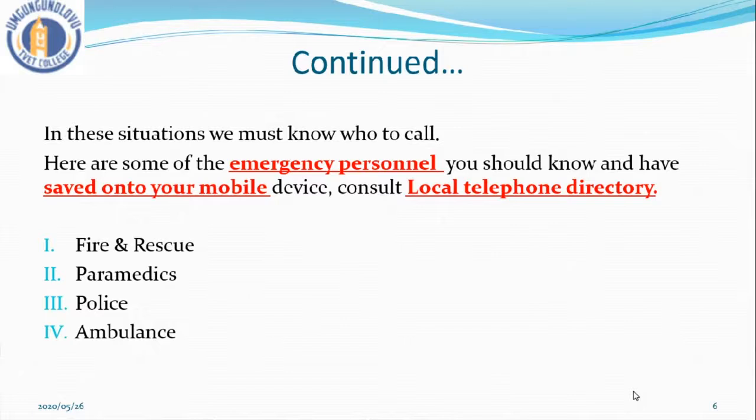In these situations, we must know who to call. Here are some of the emergency personnel you should know and have saved onto your mobile. You can consult your local telephone directories and program these numbers on your cell phone. The numbers you should have are fire and rescue, the paramedics, the police, and the ambulance services.